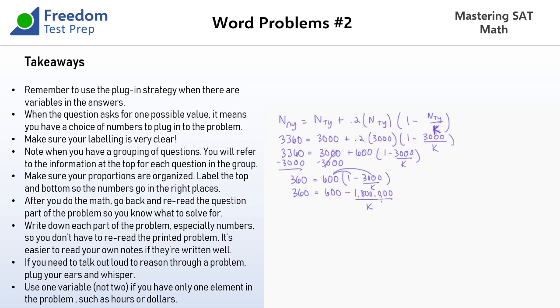And now actually we can subtract out this 600, because if something is multiplied, you have to deal with the distribution. But once it's not multiplied anymore, now it's 600 minus this. Now we can get rid of this 600. So this is going to be negative 240 equals negative, I'm just going to shorten that up, 1.8 mil over K. And if we put that over 1, we can cross multiply: negative 240K equals negative 1.8 mil, and we divide that out. We're going to get K equals 7,500, and that's our answer.